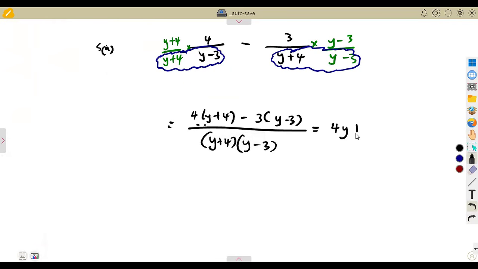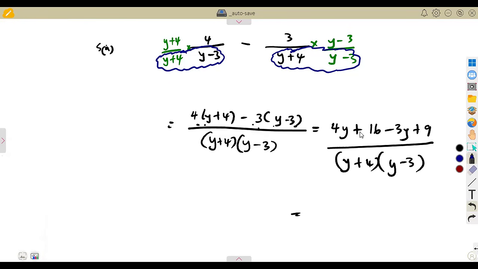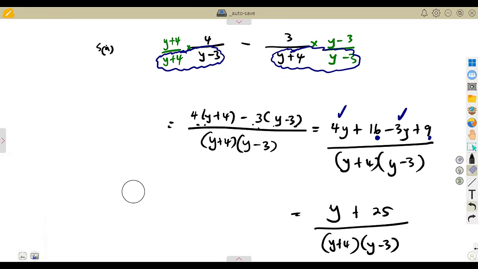Multiply by 4: 4 times y is 4y, 4 times 4 is 16. Minus 3 times y is minus 3y, minus 3 times minus 3 is a positive 9. Everything over y plus 4 into y minus 3. So this is what you're going to have. Then consider the like terms. 4y minus 3y is 1y, which is the same as y. 16 plus 9 is 25. Everything over y plus 4 into the bracket of y minus 3, just like that. There is nothing that we can do from the numerator. This cannot be factorized. It is not the same as what we have in any of the brackets in the denominator. So there is nothing that we're going to do on that part. We are done.